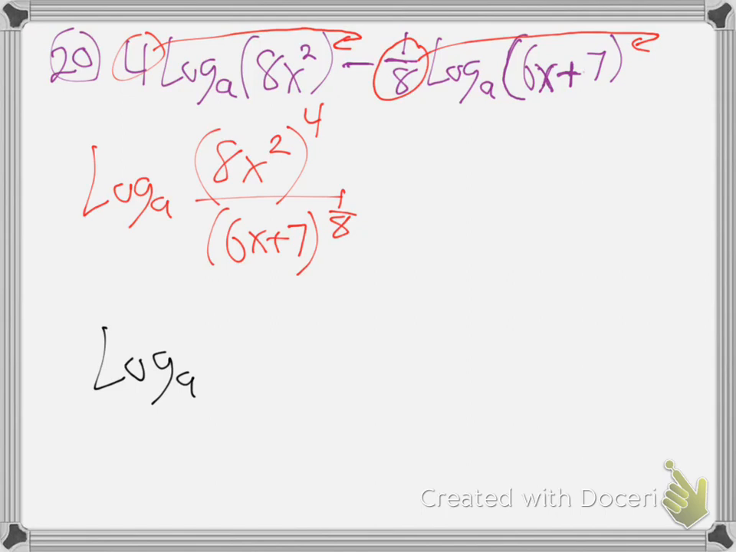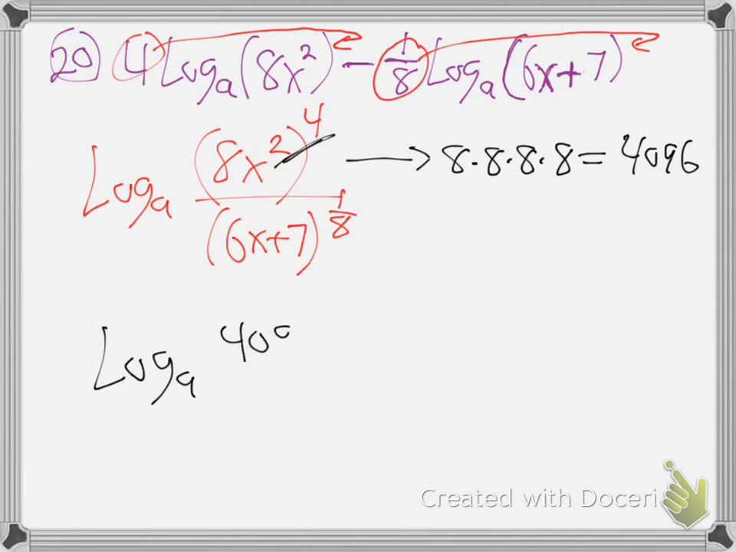The 4th power up here, this one means 8 times 8 times 8 times 8. I think that's 4,096. And x to the 8th, right? The 2 and the 4 multiply. So that'll be 4,096 x to the 8th over 6x plus 7 to the 1/8, done there.